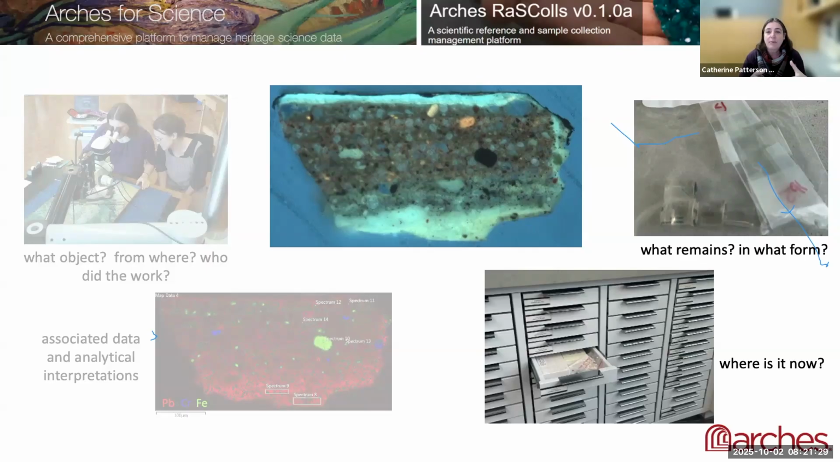So the questions that are important and the information that I need to capture are things like, what's left of the sample? Is it a mounted cross section, or is it a little bit of smudge on a glass slide? I need to know that. I really need to know, where did I stick it? What drawer in my lab is it in? So that kind of information that's really specific about the sample is being managed by Rascals.